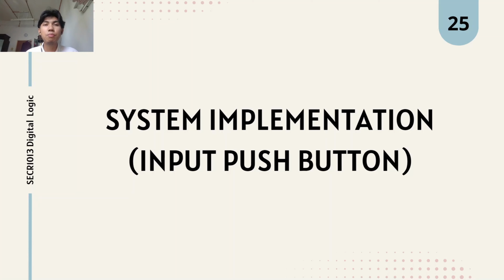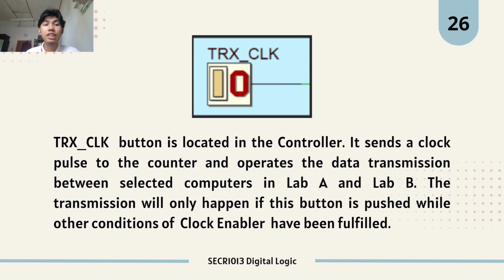Into the next system implementation: input push button. A dedicated TRX clock button in the controller serves as the main trigger for data transmission. It sends a clock pulse to the counter and operates the data transmission between the selected computer in Lab A and Lab B. The transmission will only happen if this button is pushed while the other conditions of the clock enabler have been fulfilled.